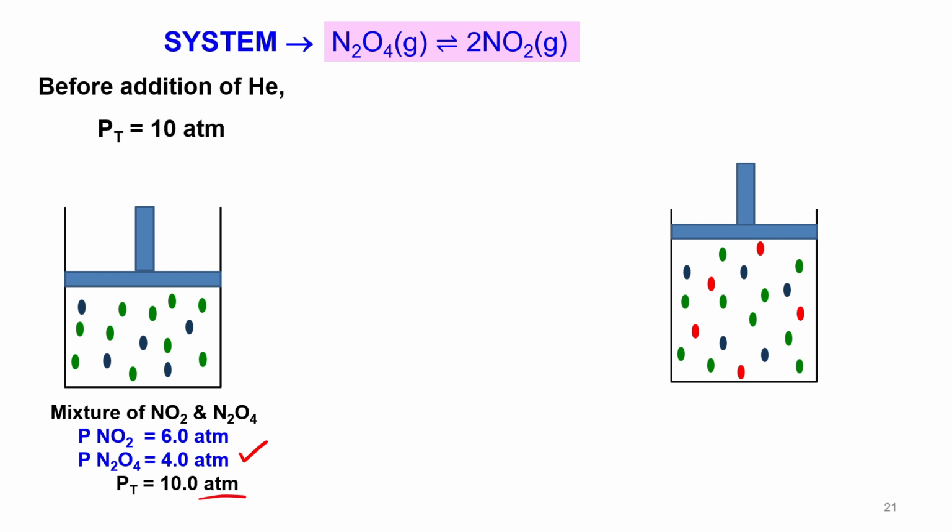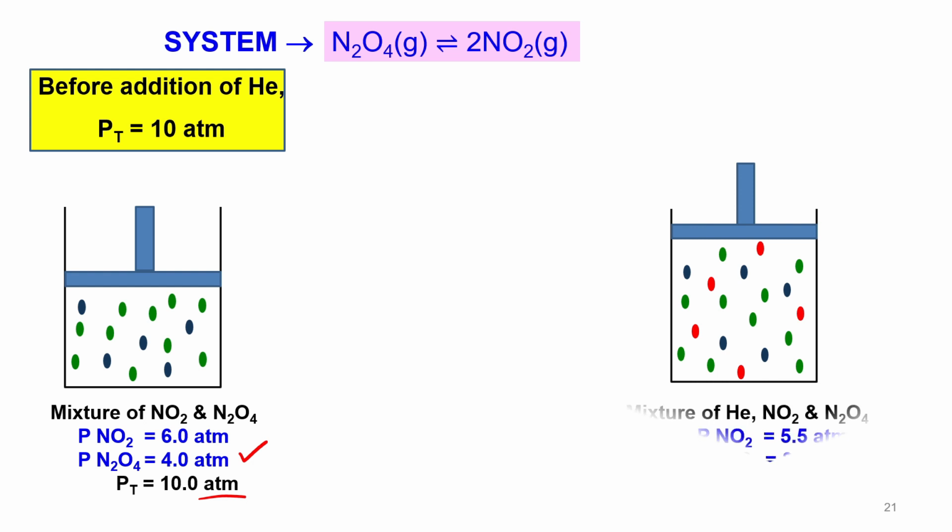So before addition of the helium, P total is equal to 10 atm. Okay, bila kita dah masukkan helium, helium is ada inert gas. Okay, so mixture of helium, hydrogen, NO2 and N2O4. So partial pressure of NO2 dia akan jadi 5.5 and partial pressure of N2O4 will become 3.5 and partial pressure of helium is 1 atm.